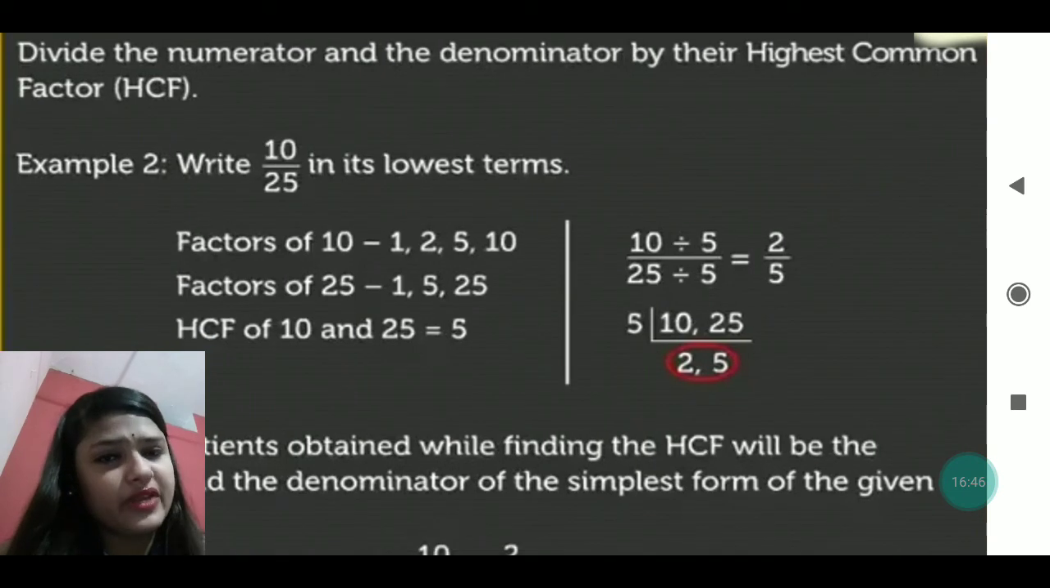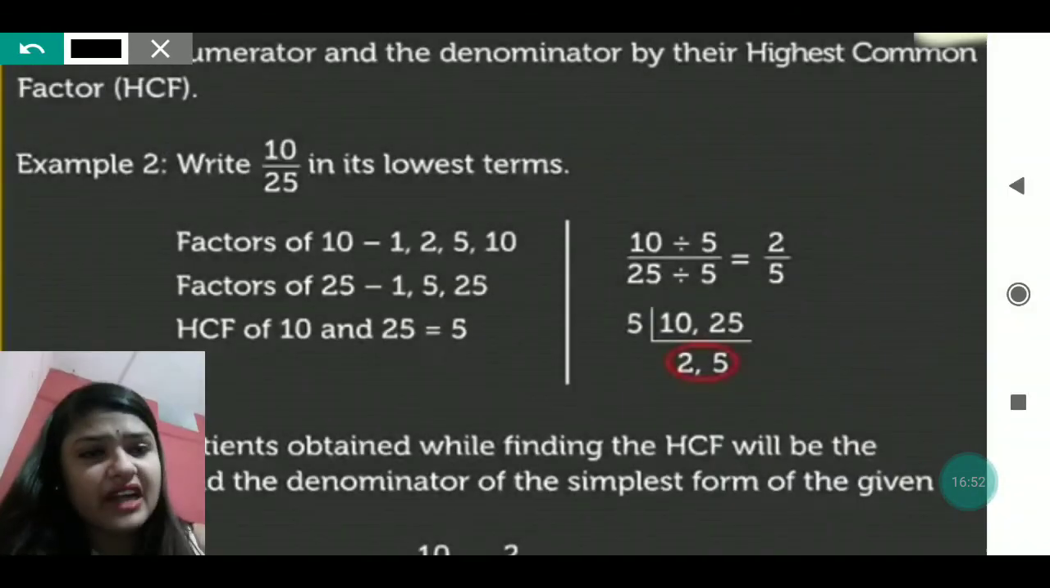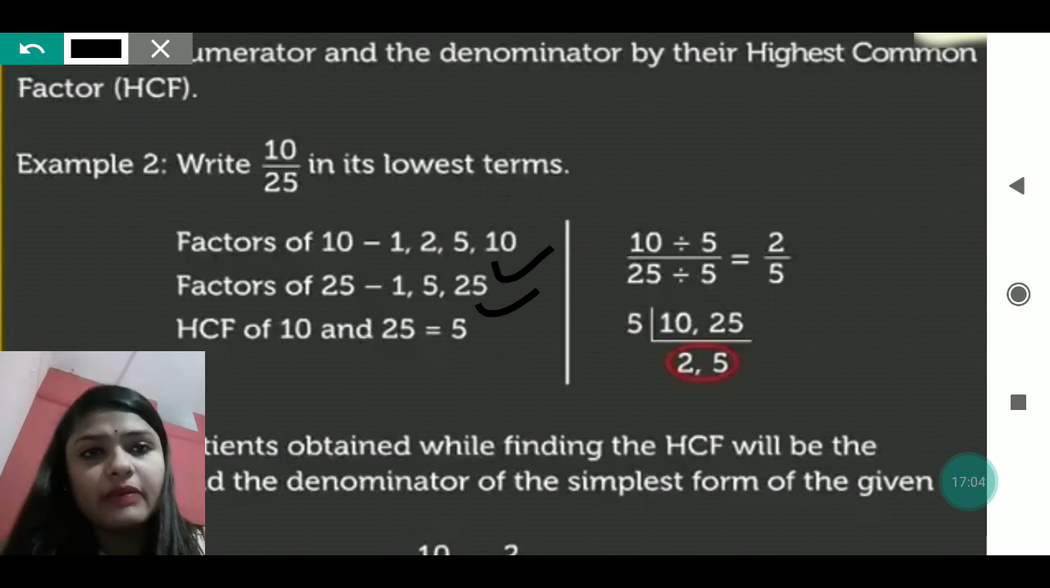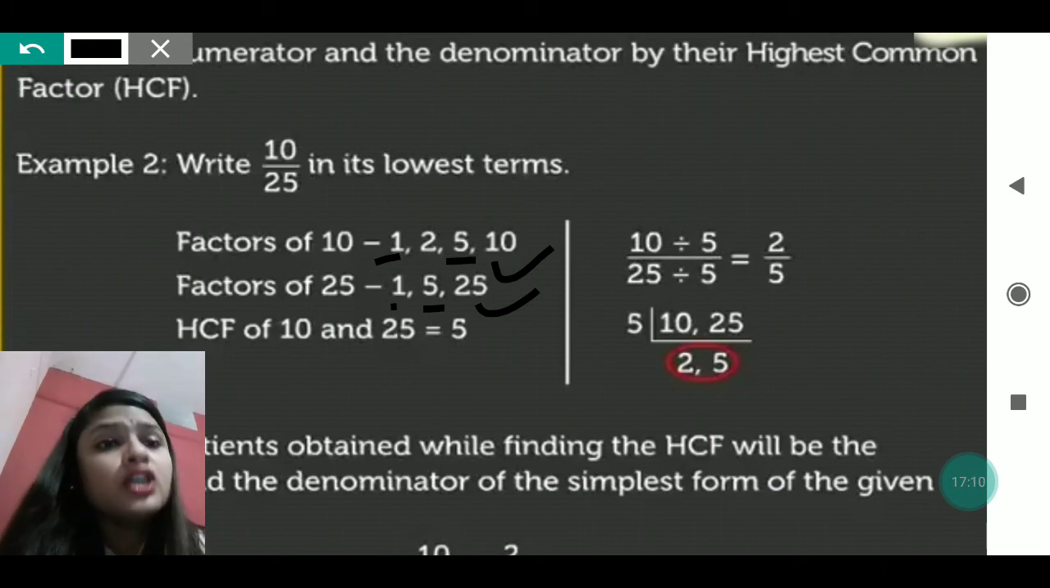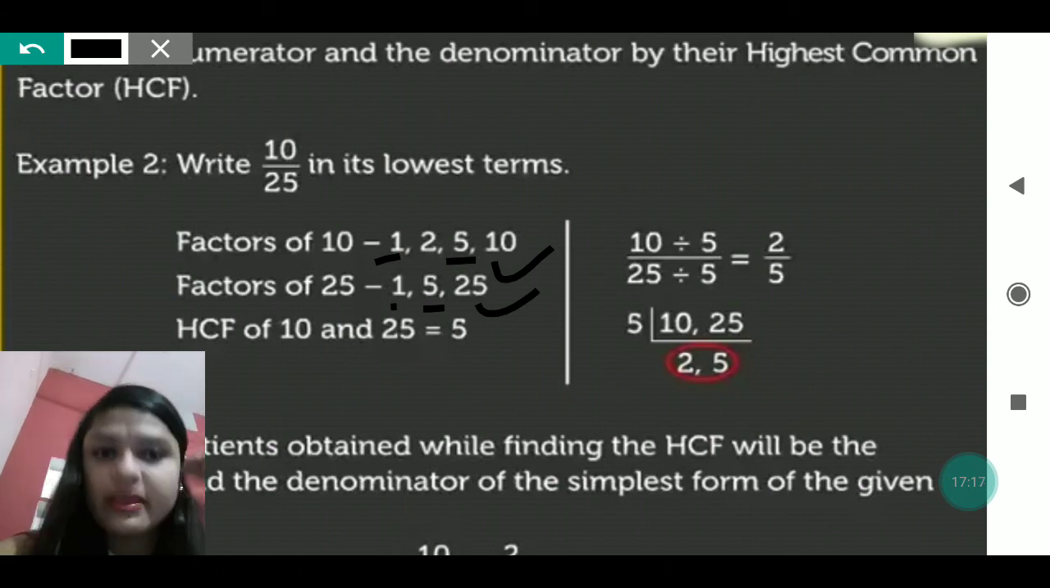So 10 by 25. First find the factors of 10 as well as 25. So what are the factors we have calculated? 1, 2, 5 and 10 are the factors of 10, whereas 1, 5 and 25 are the factors of 25. Now which are common in them? 1 and 5. Leaving the 1, because we already know that if we divide by 1, we will get the same number.